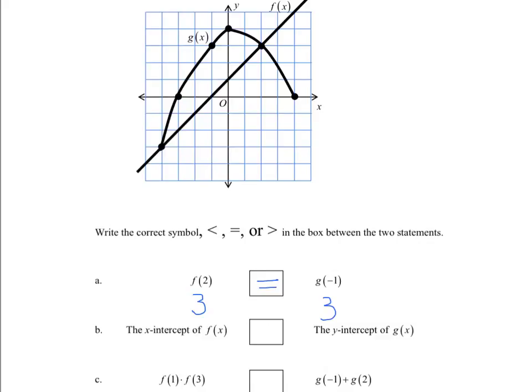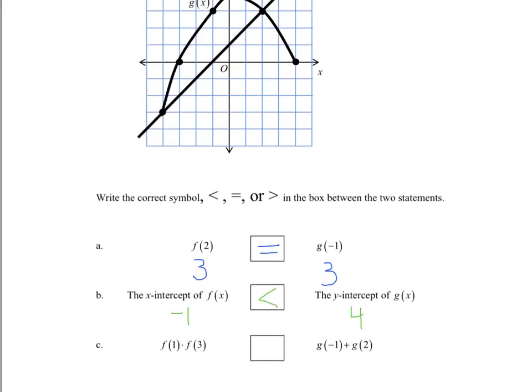Next we have the x-intercept of f of x. Sorry, that's the straight line, that hits the x-axis right here, which is at negative 1. And then the y-intercept of g of x. So here's g of x. The y-intercept is where it crosses the y-axis. So 1, 2, 3, 4. So which one's larger? The y-intercept of g of x. So the x-intercept of f of x is going to be less than the y-intercept of g of x.